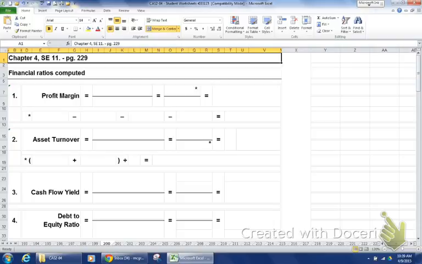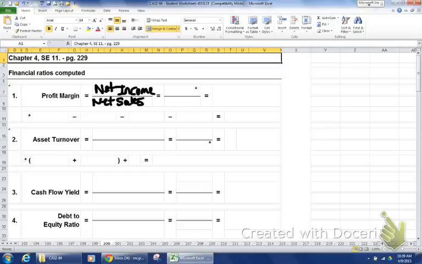So, like with any other ratio, we'll start with just writing in the information on how to calculate the ratio. What are the variables that actually go into completing that ratio? So we'll start here with net income, and it's net income divided, net income over net sales.